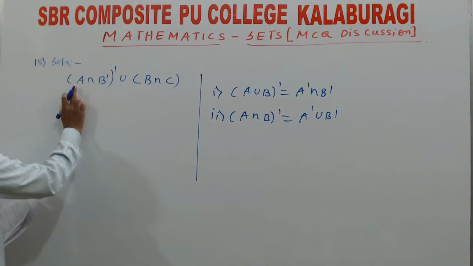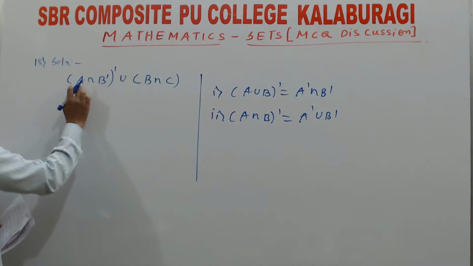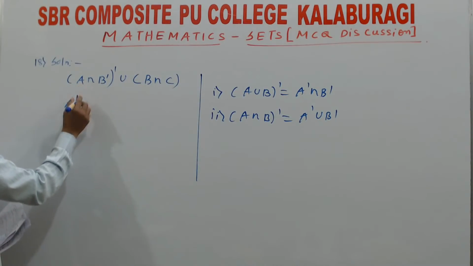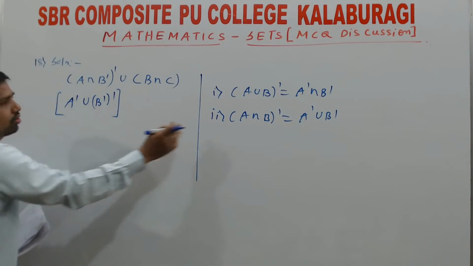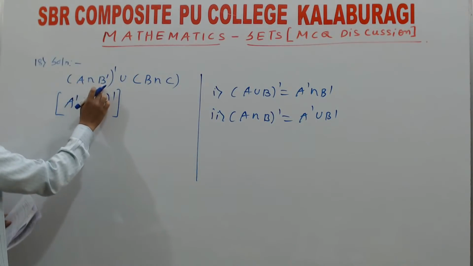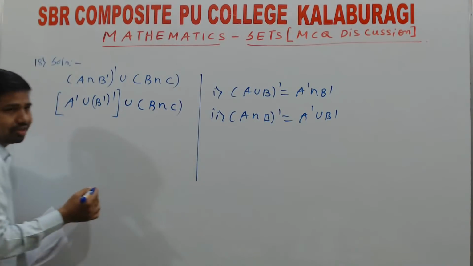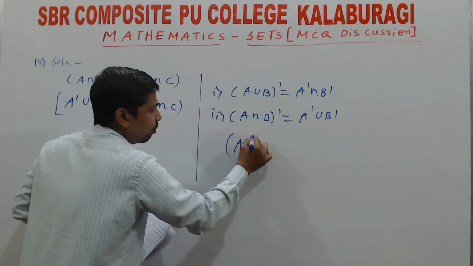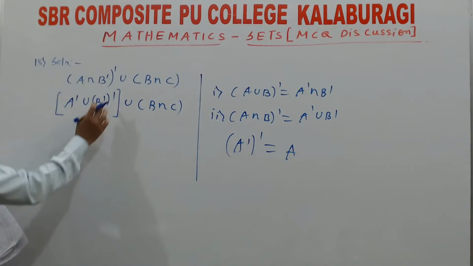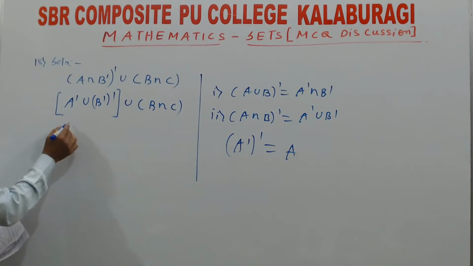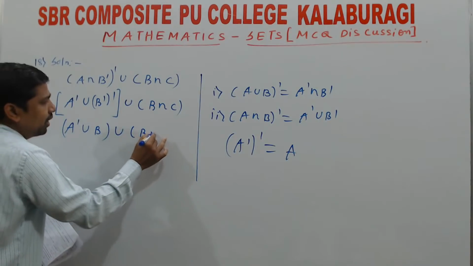So here we can apply De Morgan's law. (A ∩ B)' is A' ∪ B'. So if I take the complement result, A' ∪ (B')'. By using De Morgan's law, (A ∩ B)' is A' ∪ B', where B' becomes (B')', union this B ∩ C, keeping as is. So we know what the complement of the complement set is: the set itself, right? So the complement of complement B is B only. So it becomes A' ∪ B ∪ (B ∩ C).